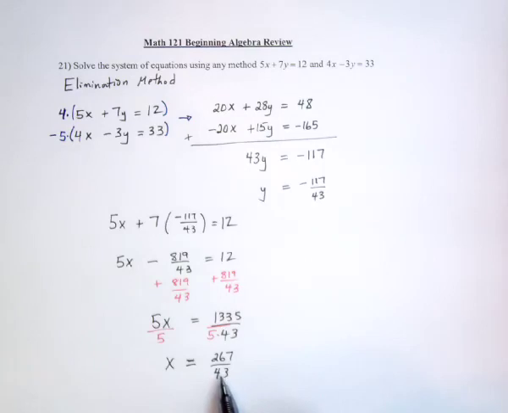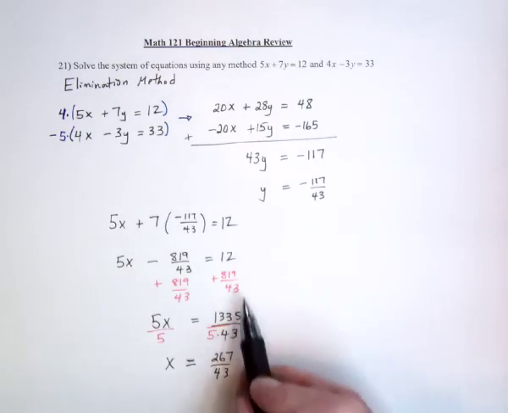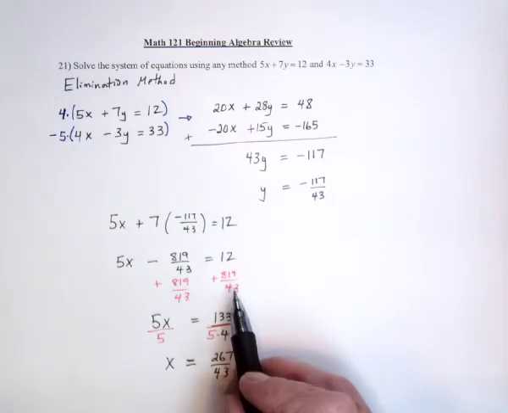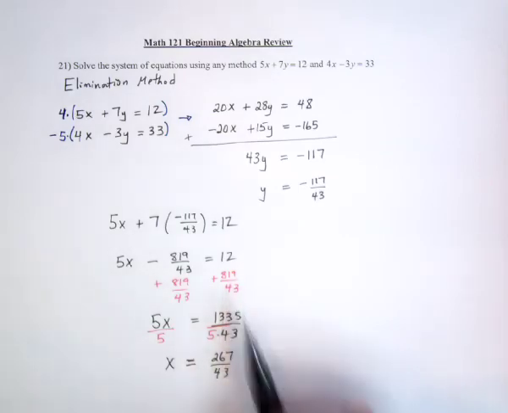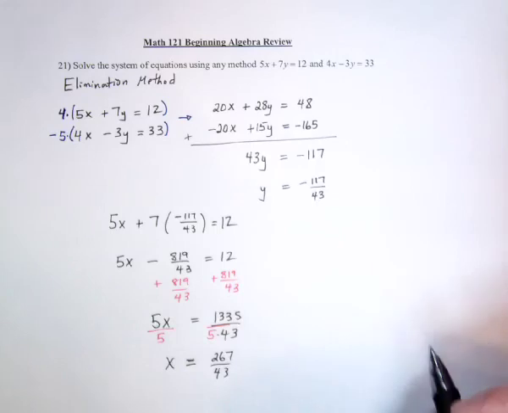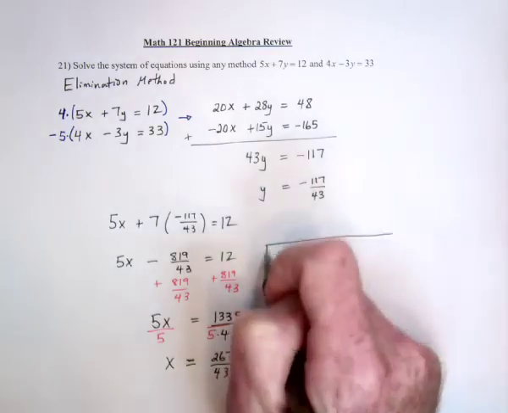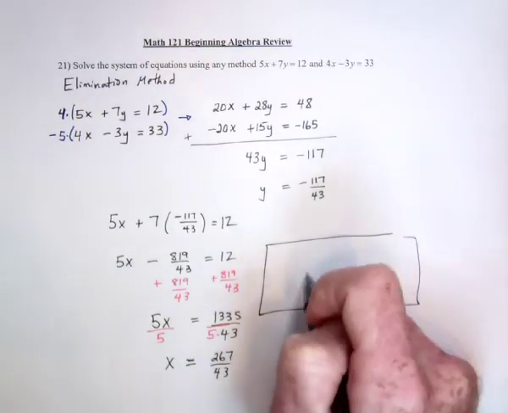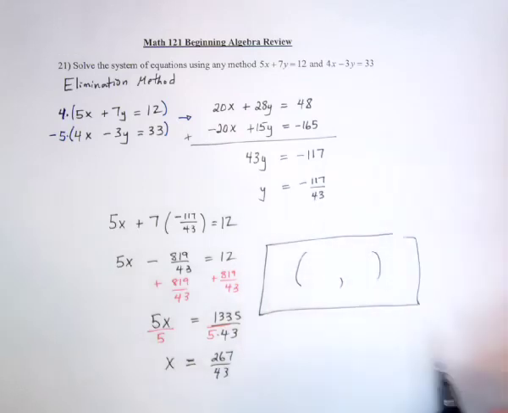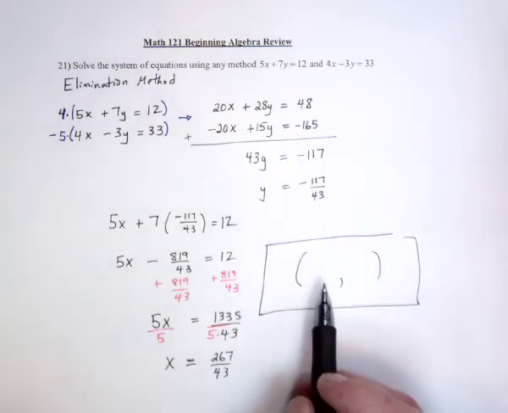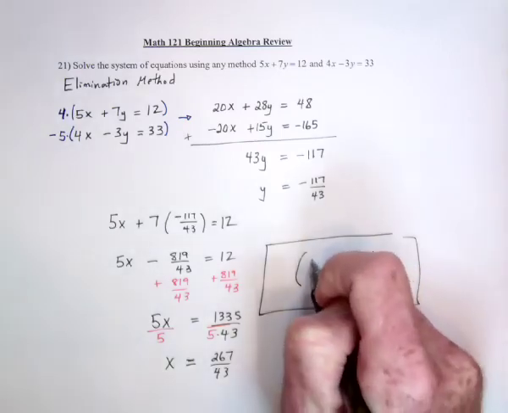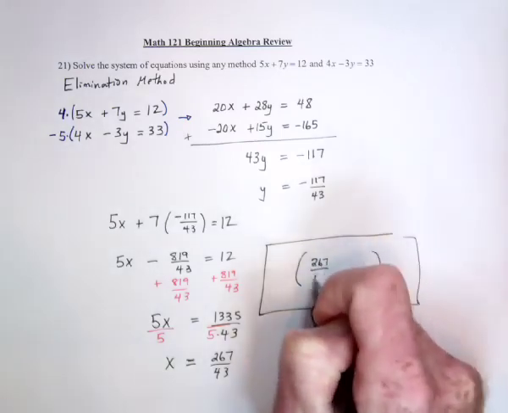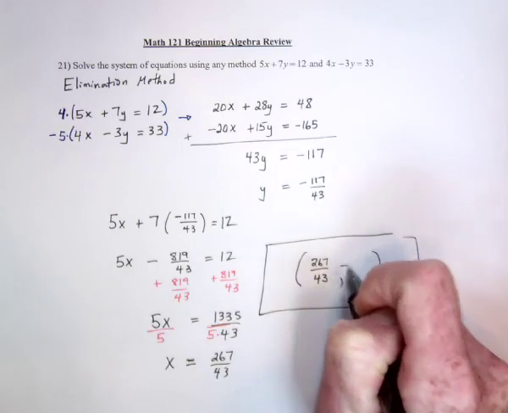And I know that that's reduced because earlier when I had this in the calculator, I asked the calculator what the fraction was and it always gives me the reduced form. Now the final thing is to put the answer right here. It should be written as an ordered pair because this is a point where the two lines are crossing, so I should write it as a point. X is 267/43 and y is negative 117/43.